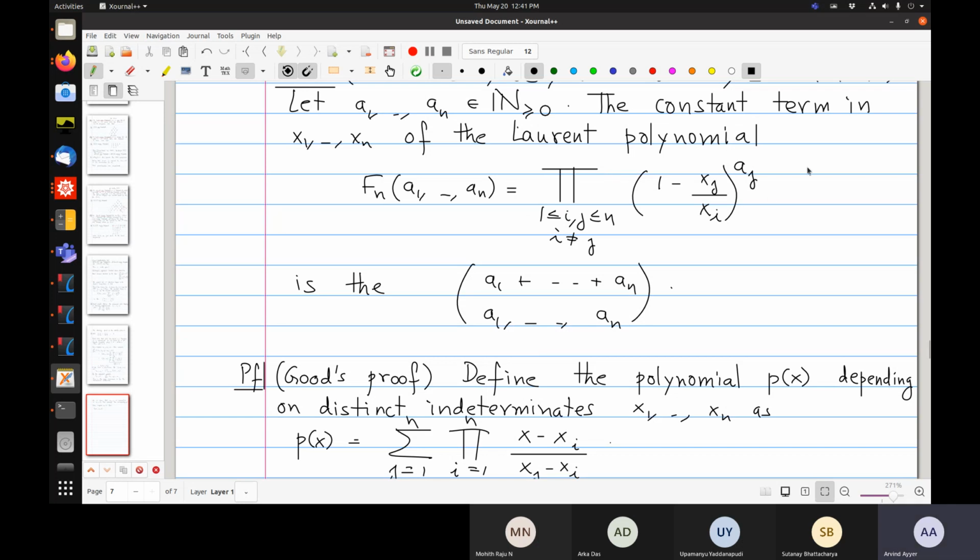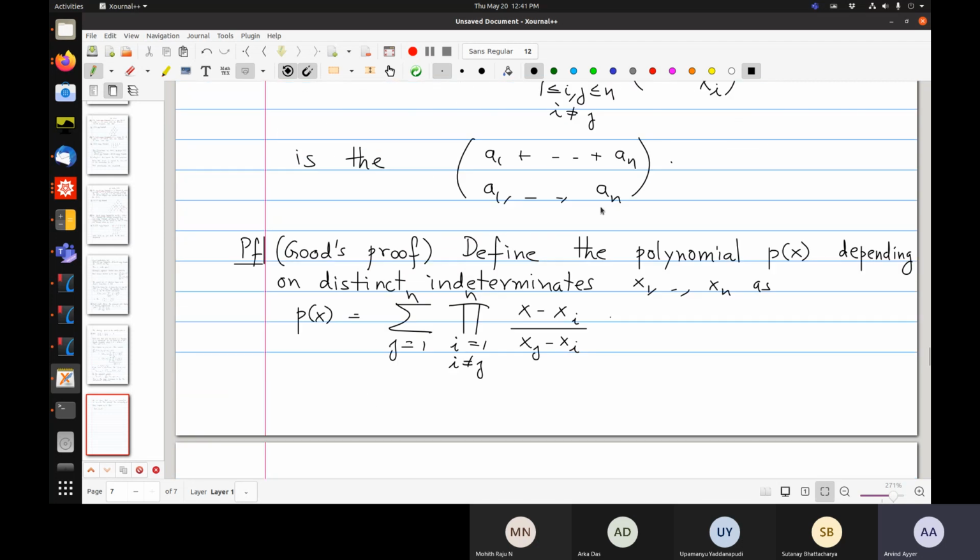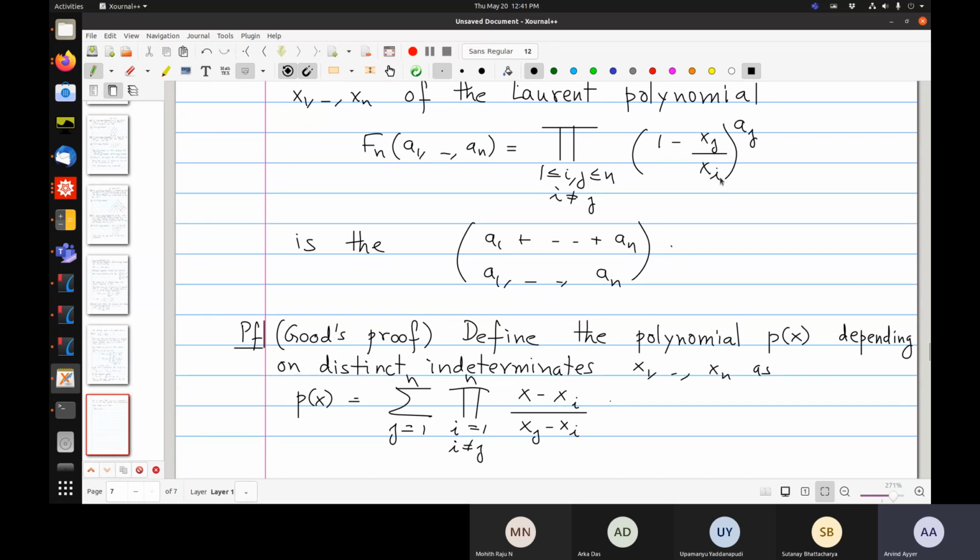And when j is n, this will be all 0. An is 0, so there won't be any contribution. The only contribution will come when i is n and j is anything but n. Right? Is that clear? I mean, if it's not, please ask.